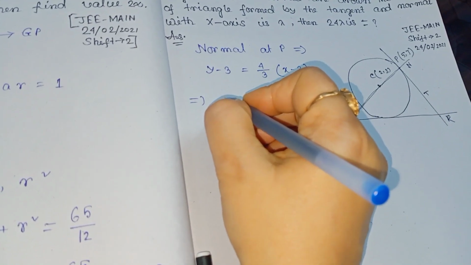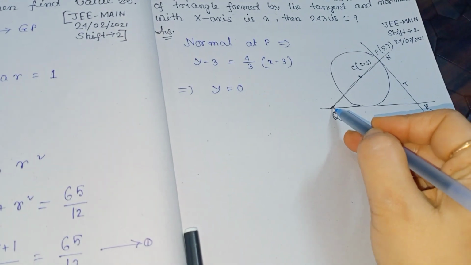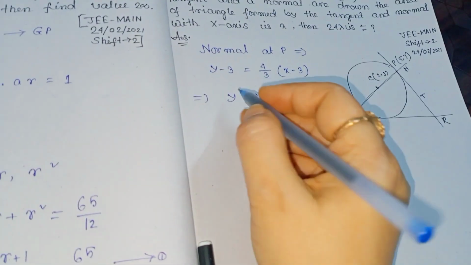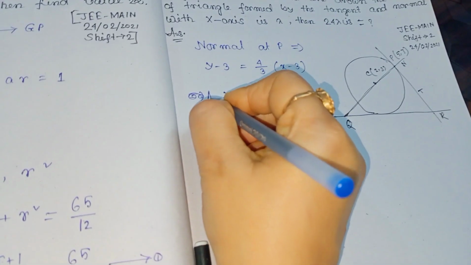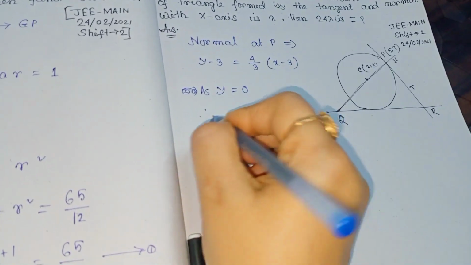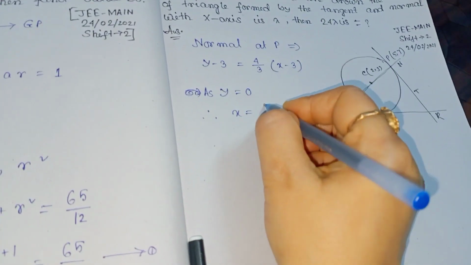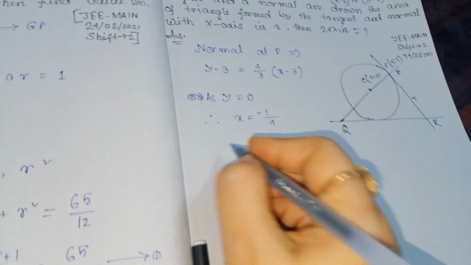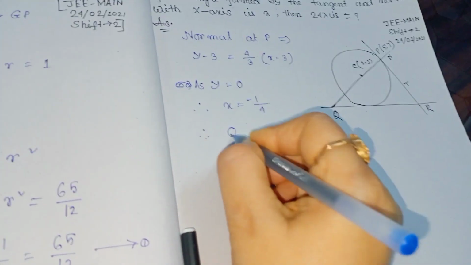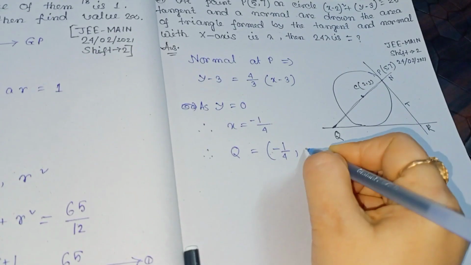we know y is equal to 0 here, as it touches the x-axis, so y is equal to 0. Therefore, as y is equal to 0, x is equal to minus 1 by 4. Therefore the point Q is equal to (minus 1 by 4, 0).